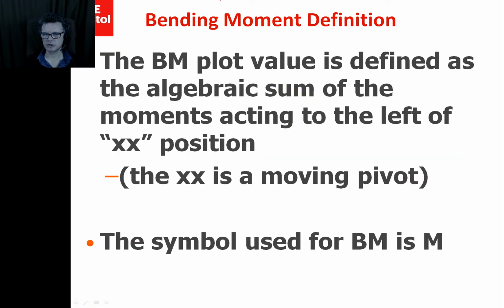Now for the tricky one, the bending moment diagram. So the bending moment plot is defined as the algebraic sum of moments acting to the left of the x position we're looking at, where we're going to treat the x position as if it's a moving pivot going across the beam from left to right. This time we're going to use the symbol M for our bending moment plot.